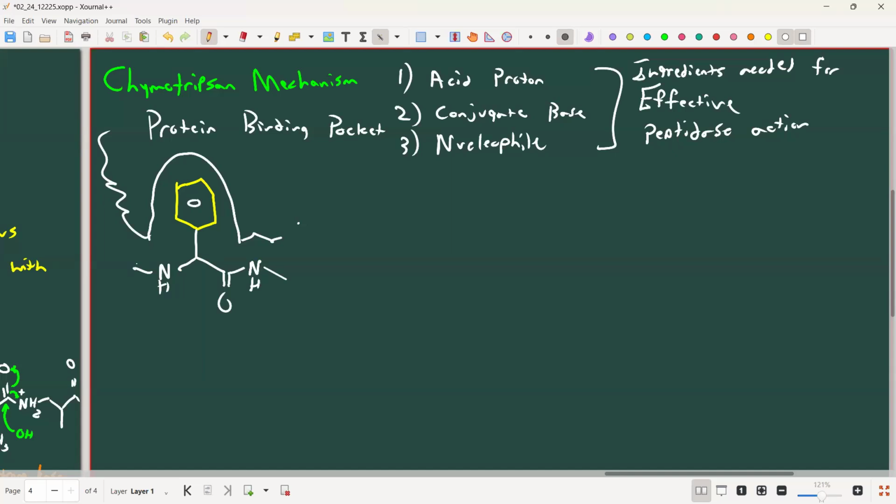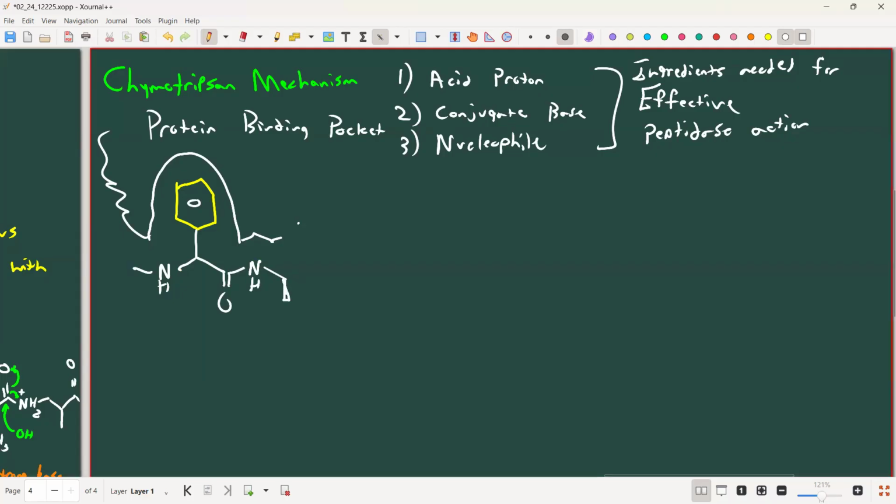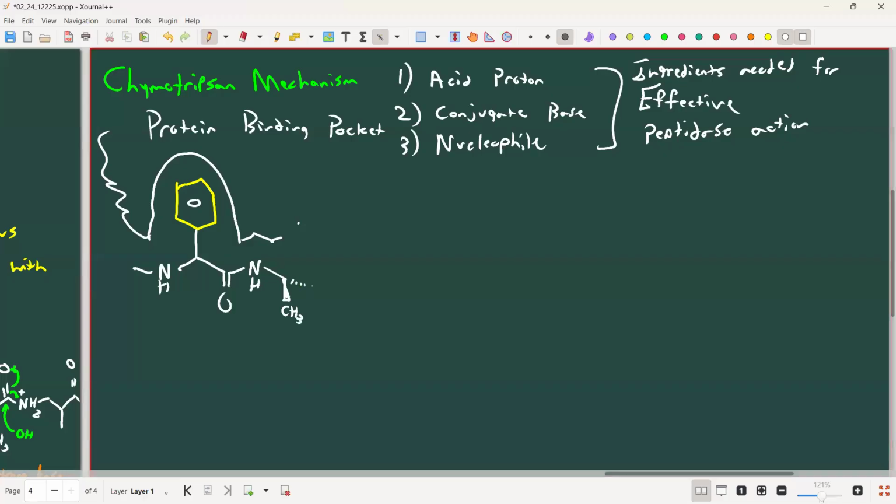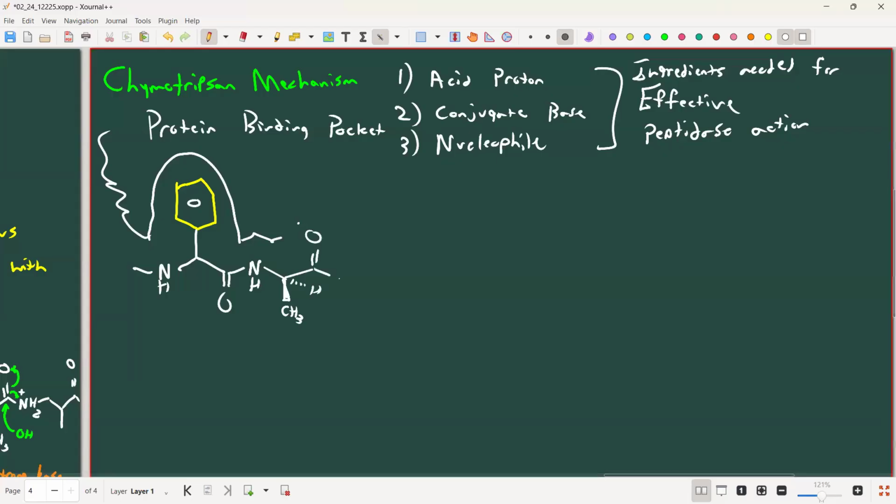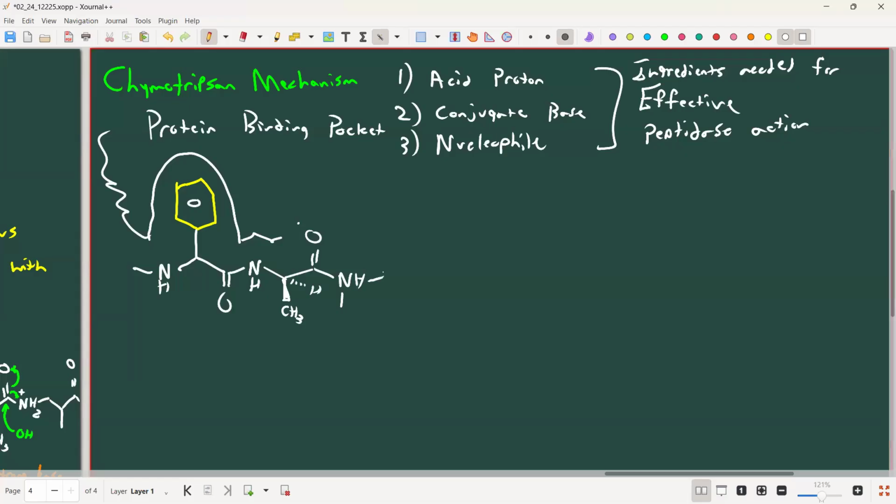Right? And there's going to be another protein or another amino acid on this, which is the one that's going to leave it. So here's our alanine. And of course, this continues on. And the system is going to cleave here.